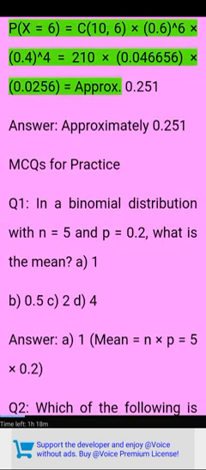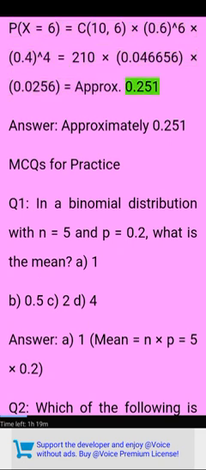P(X = 6) = C(10,6) × 0.6^6 × 0.4^4 = 210 × 0.046656 × 0.0256 ≈ 0.251. Answer: approximately 0.251. MCQs for practice.